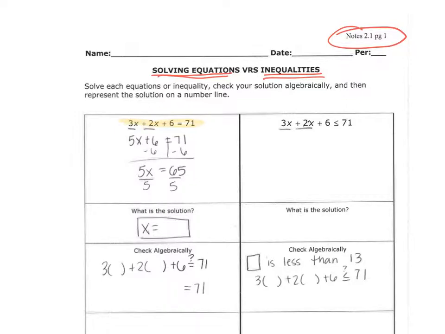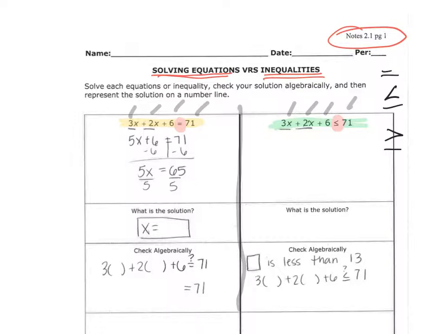If you look on the left of the bold line and you look on the right of this bold line, you'll notice that the 3x, the 2x, the 6, and the 71 are all the same. What's different is that this is an equal sign and this is an inequality. Now for those of you that have forgotten, this is an equal sign and this would be less than or equal to or greater than or equal to.